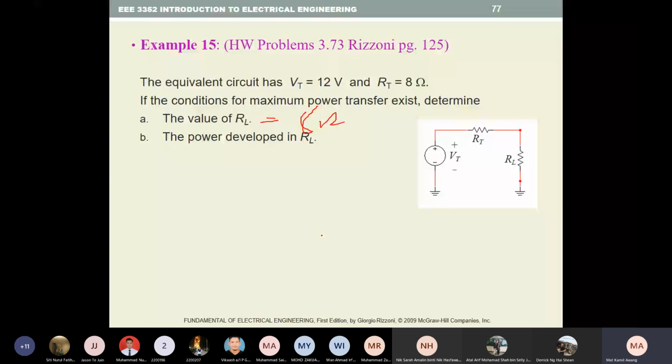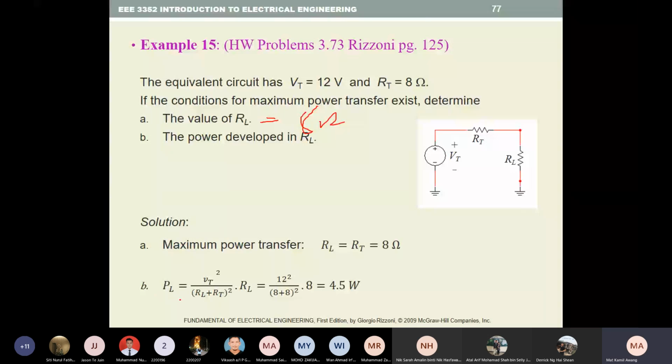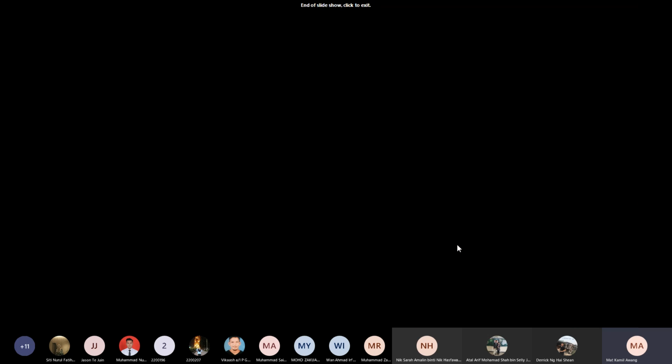So the power developed in RL is how much? Use this formula and substitute the value of RL of 8 ohms, so you get 4.5 watts. So this is actually the maximum power transfer to the load. That's it.